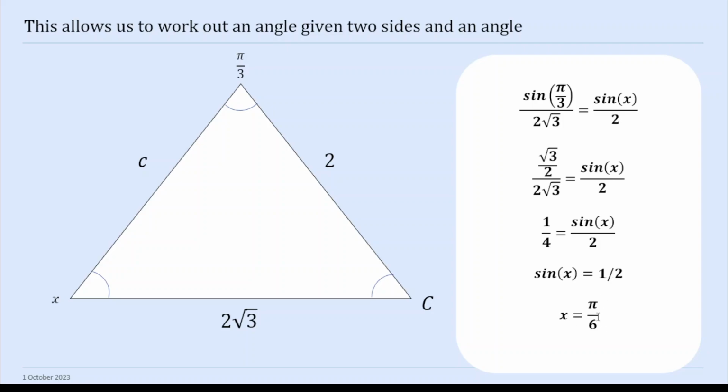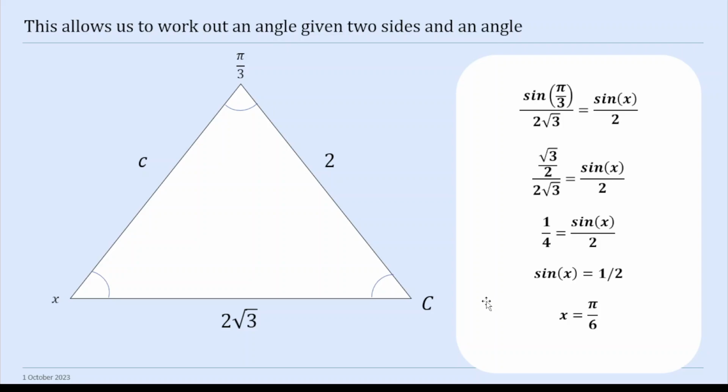The other thing x could equal would be 5 pi over 6, because sine 5 pi over 6 is also a half, but that wouldn't work because we've already got pi over 3 up here. So that would make the total sum greater than pi radians, which is not correct for a triangle. So in this case, there is a unique solution.